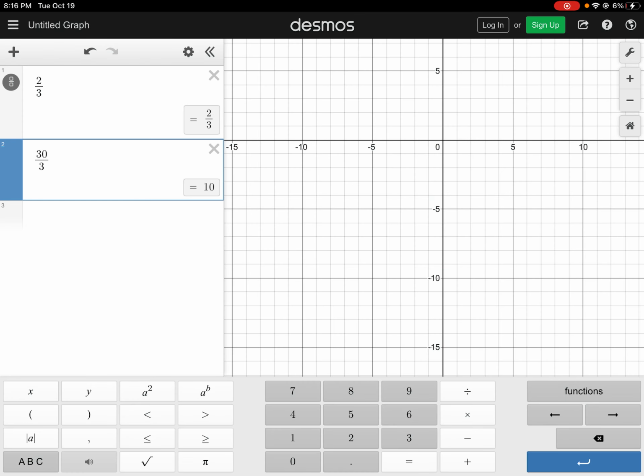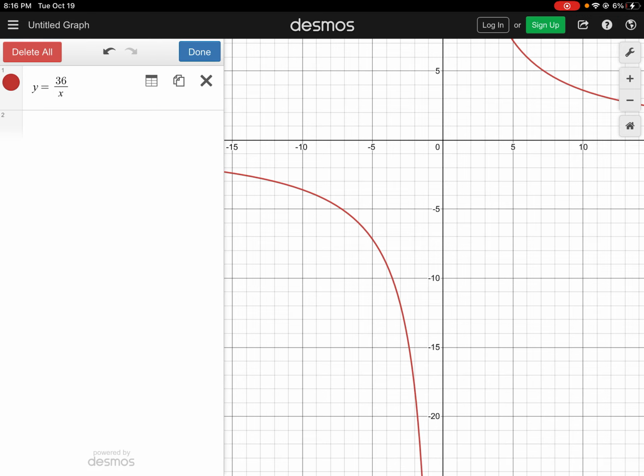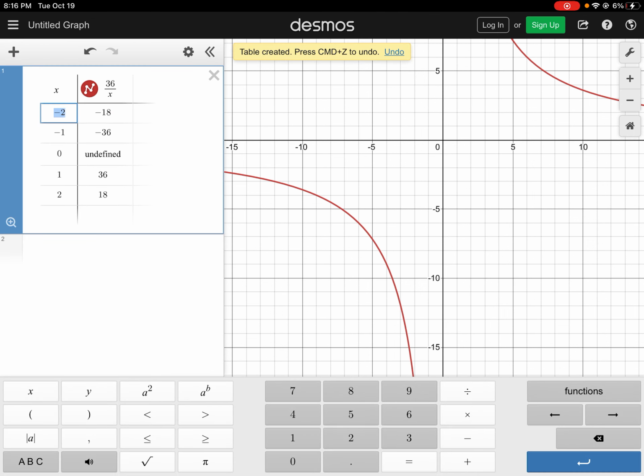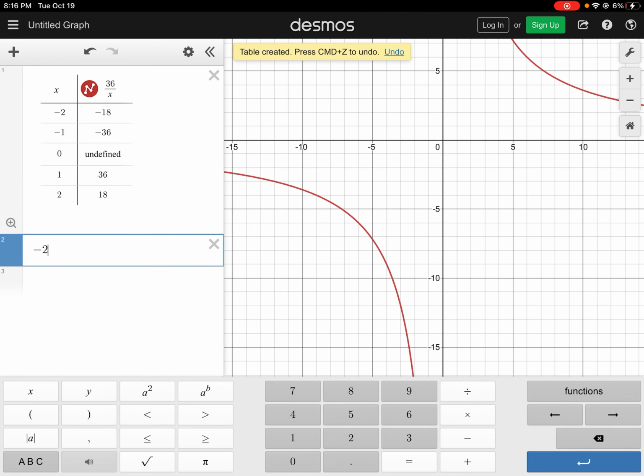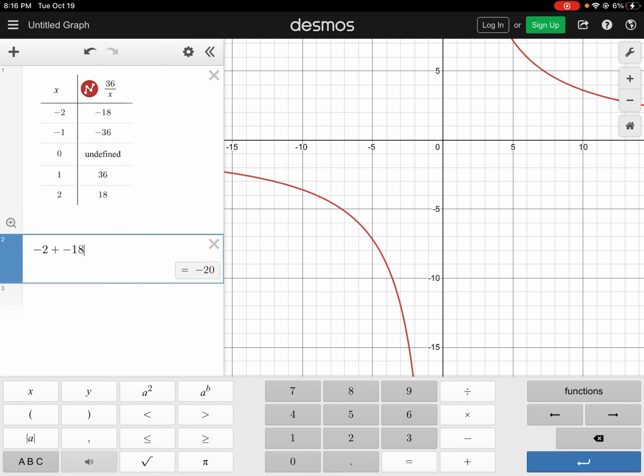Head over to Desmos so I can pull up my table. y equals 36 divided by x. And again, you can start: -2 plus -18 can tell you that's going to give you a negative number. We're not looking for a negative number, we want positive 20. Here's a little shortcut hint: look, it's negative 20, and I want it to be positive 20. So try one of the numbers that you see, -2 or -18.